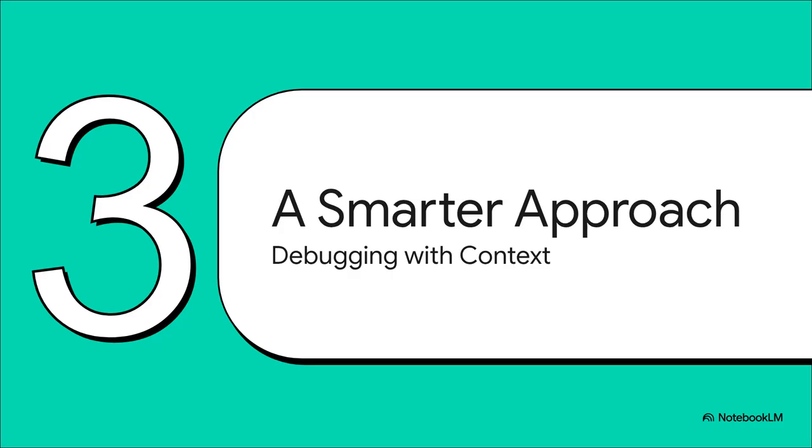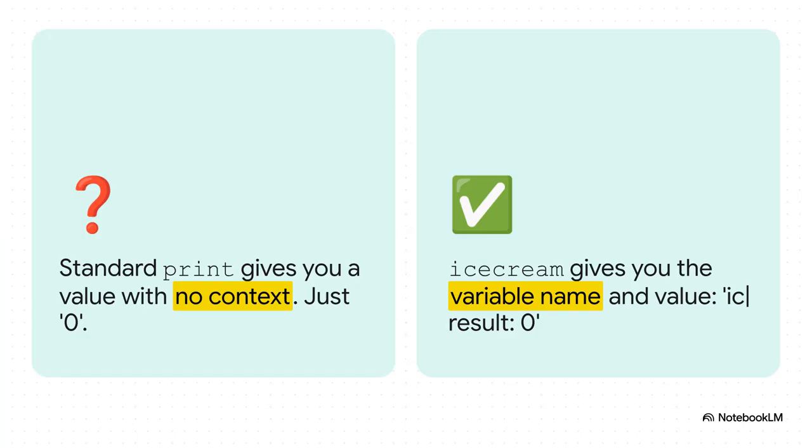So, it is time to level up our toolkit. We need something smarter, something that gives us that context we're missing. And that something is a brilliant little library called icecream. I mean, just look at the difference on the screen. On the left, our old print statement just gives us 0. Useless, right? But look at the icecream output on the right. It tells us the name of the variable, result, and then gives us its value, 0. All the context you need with basically the same amount of effort.